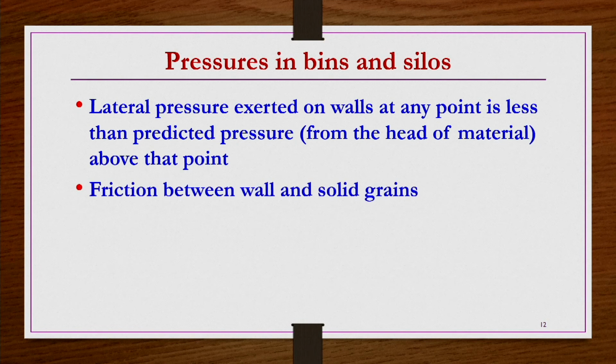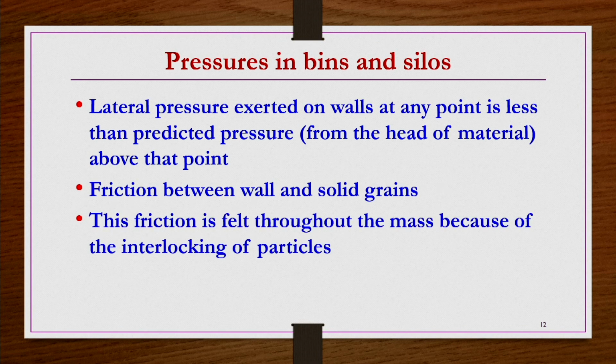And there will always be friction between wall and solid grains, and this friction is sufficiently large, unlike fluids where the friction is small. Fluids also, when they are in a container, have a kind of friction at the solid-fluid interaction point. But in the case of solids, the friction between wall and solid grains is very high. This friction is felt throughout the mass because of the interlocking of the particles.